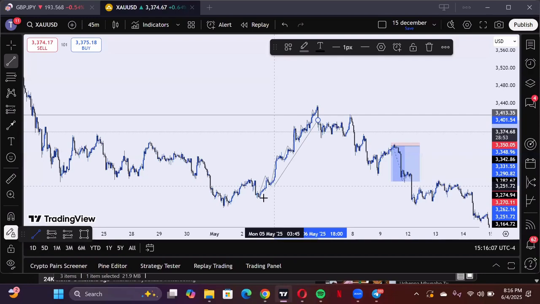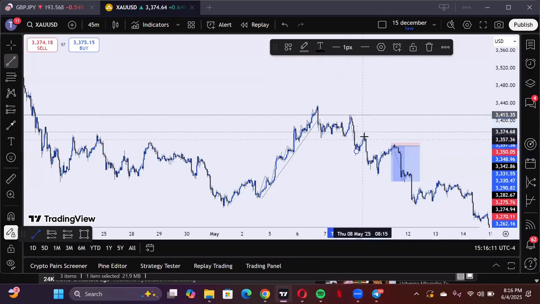An uptrend. Then this is made up of a series of lower highs and lower lows, and this signifies what? A downtrend. So our market is on an uptrend, is basically trending to the upside. Our market is on a downtrend, is trending to the downside.